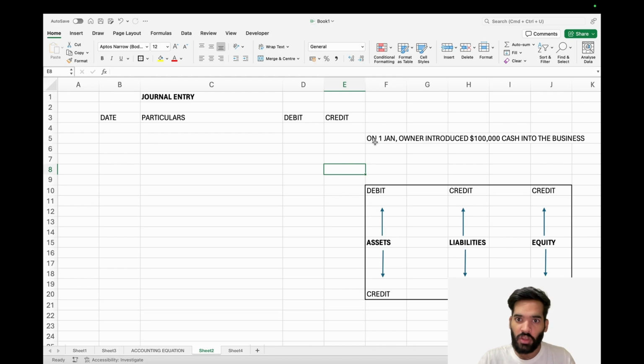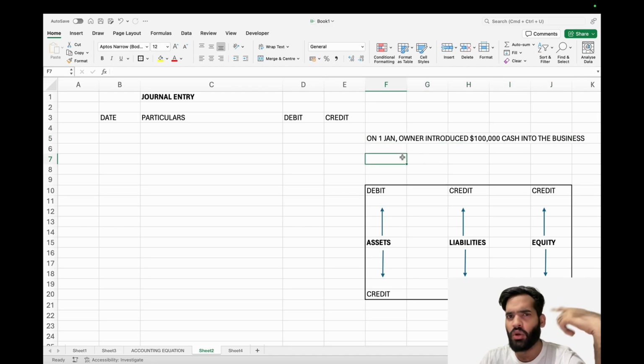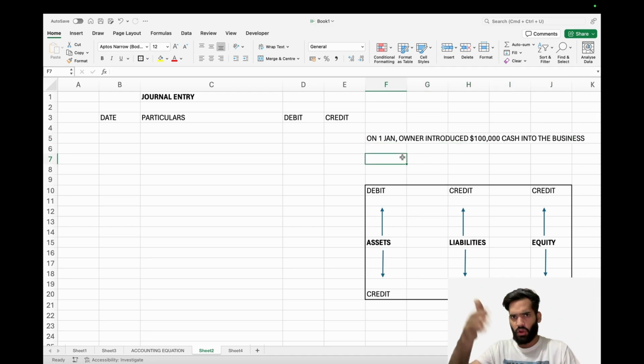What you're supposed to do is look at the transaction that you're supposed to make the journal entry for and write the concept down. Again, this is for you. The concept part is just for you to make sure you understand what's going on.